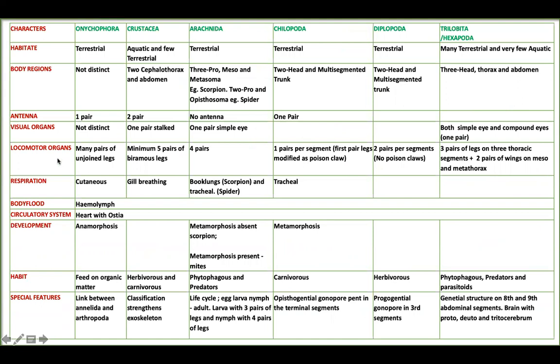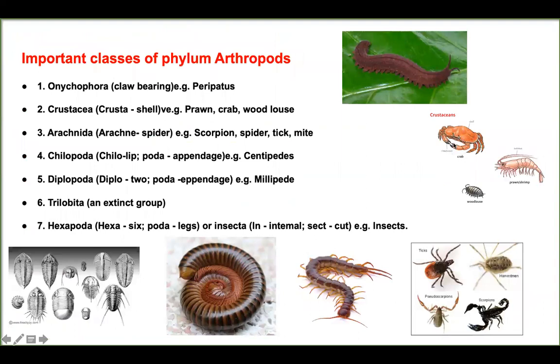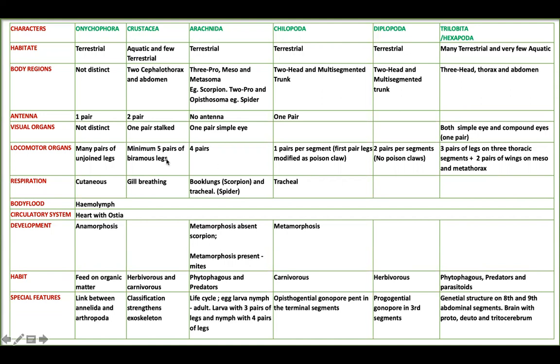Then locomotor organ, how they walk. Onychophora having many pairs of unjointed legs. Crustacea having a minimum of 5 pairs of biramous appendages. Why do we call them biramous? See, here these appendages have two furcations. That's why they are called biramous appendages.